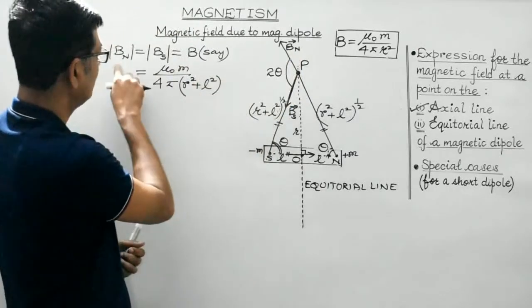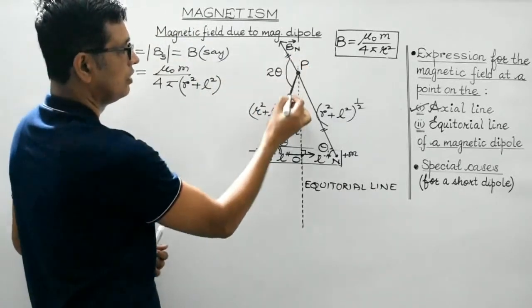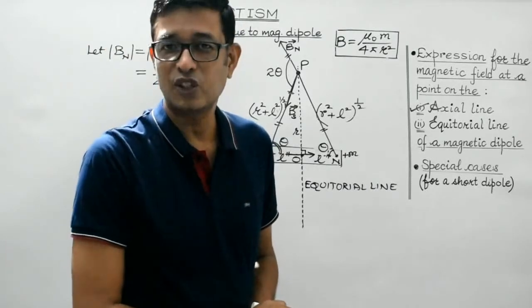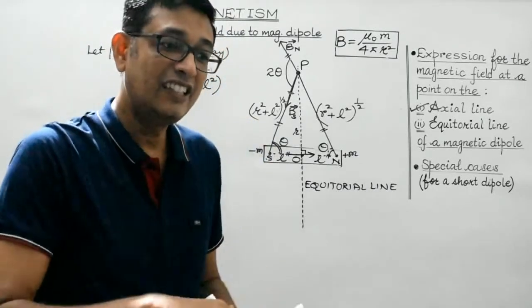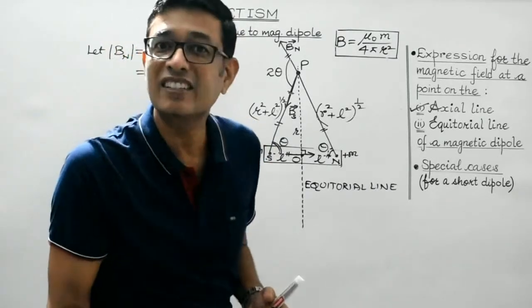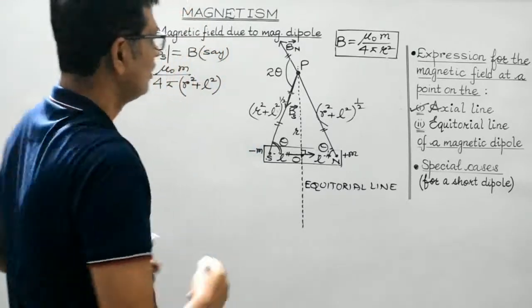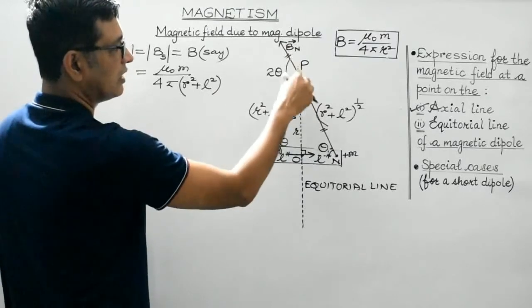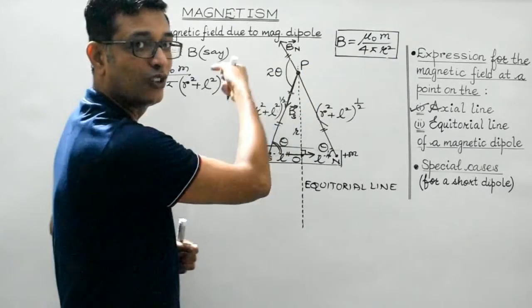Now again, we will make use of the very basics of vector algebra. These are the two vectors which are of equal magnitude. Now we are aware, students, that whenever two vectors are of equal magnitude, their resultant bisects the angle between them. So, if these are the two adjacent sides of a parallelogram, then the resultant at the point will be given by the diagonal of the parallelogram.